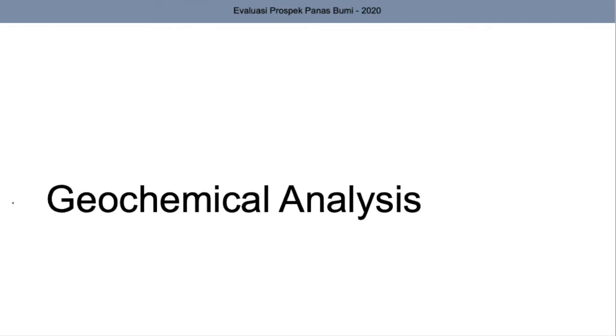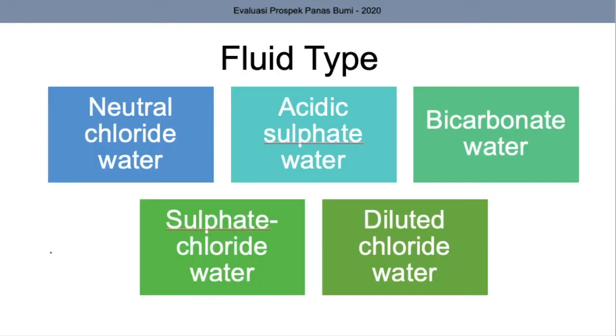The second part of the 3G data integration is the geochemical analysis. Here, we use the principle of geochemistry, especially for geothermal systems, to determine the characteristics of fluids found in the geothermal manifestations. The first step is for us to determine the fluid type.